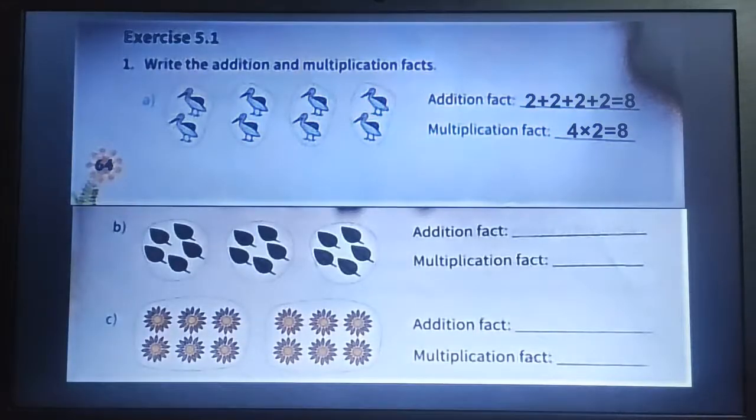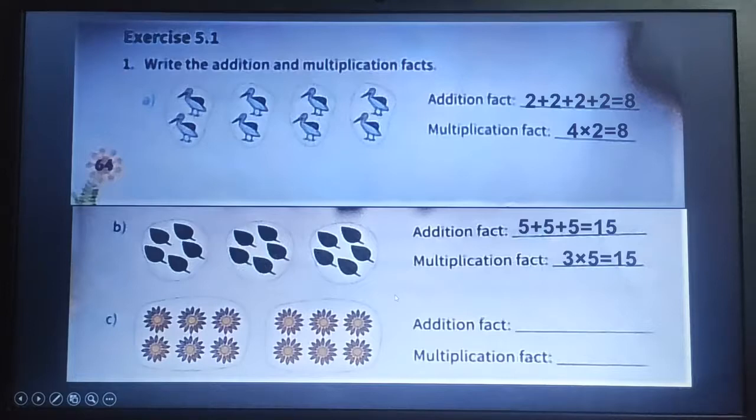B1 addition factor. Let us see how many leaves are there in each group. 1, 2, 3, 4, 5. 5 leaves are there in each group. And how many times is the group repeating? 3 times. So let us add 5 plus 5 plus 5, that is equal to 15. And multiplication, 3 groups are there, so 3 into 5 is equal to 15.